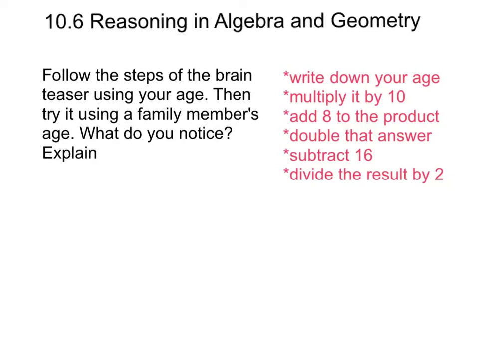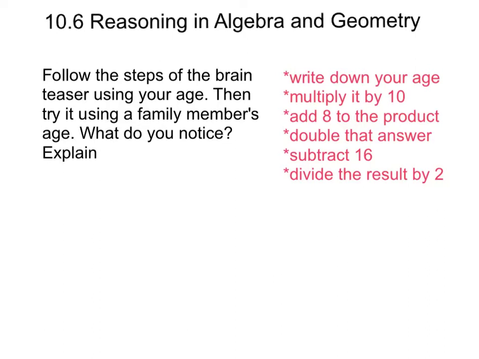If you do that, you should notice that what you end up with is the product of your age, or your family member's age, and 10. So, while I can't show you that the brain teaser will always work by using numerical values, what I can show is that it will always work if we use the value of x as the age.